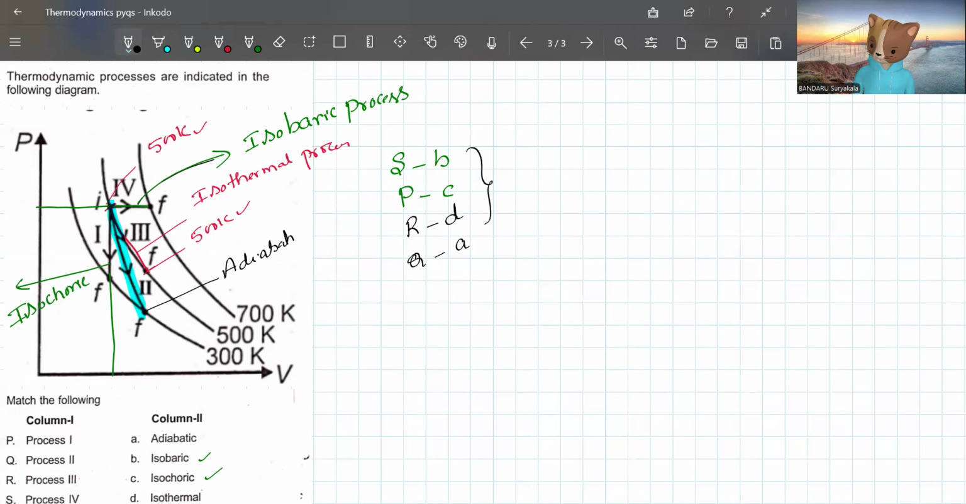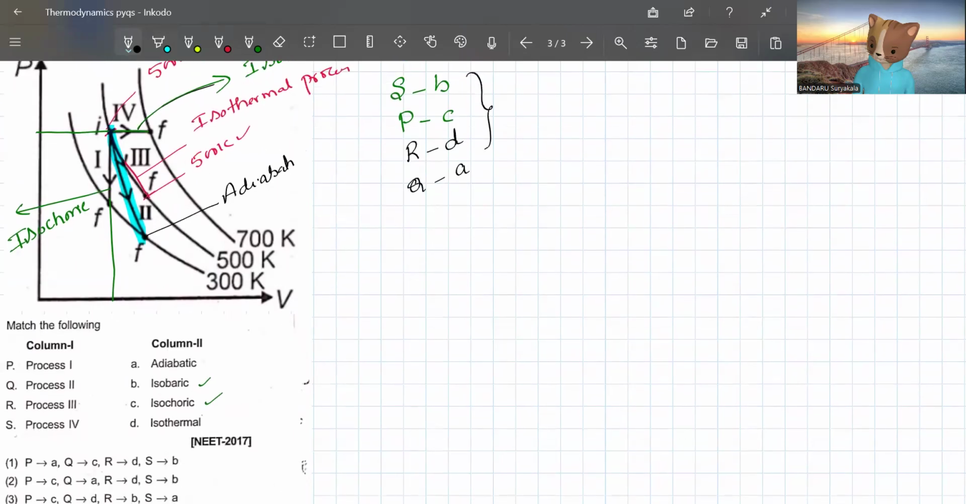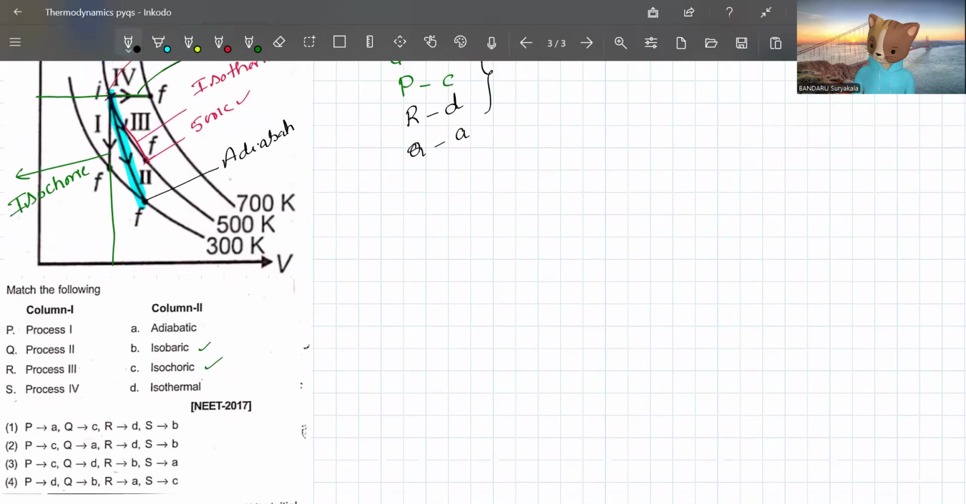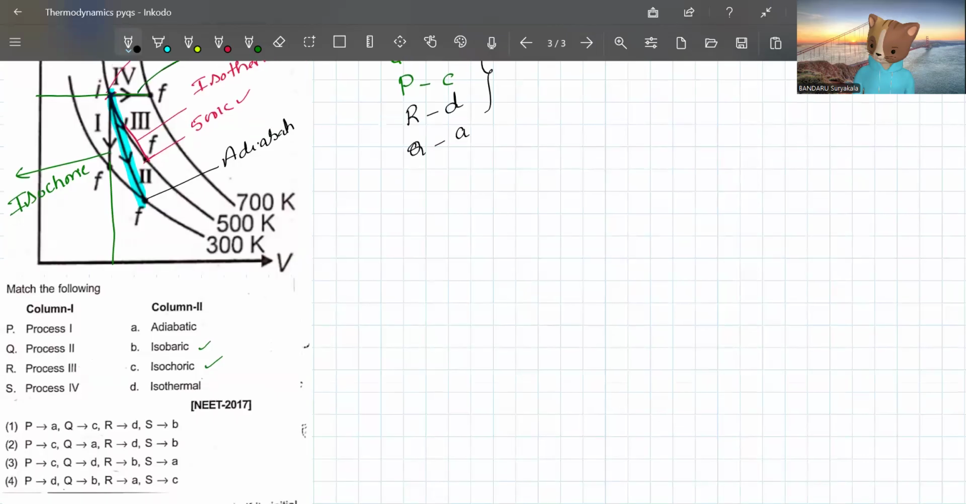If you want to check, see, S should be matched with B. Okay. So two options we have. S should be matched with B, and P should be matched with C. So option 2, S, B, P, C. Option 2 is the correct answer.